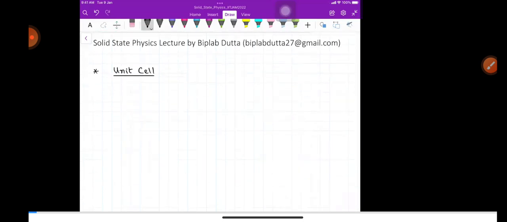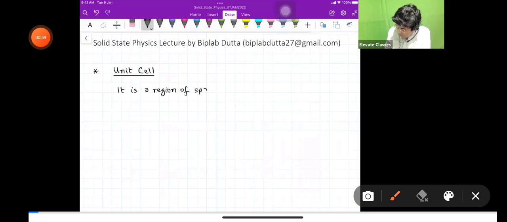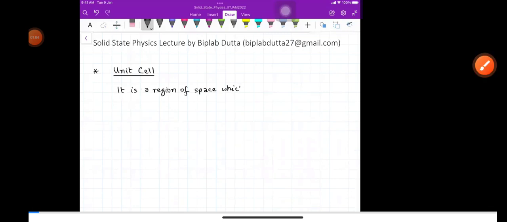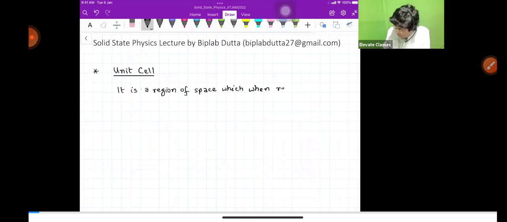So unit cell, this is one way of saying that it is a region of space which, when repeated and stacked together, reconstructs the full periodic structure. So it is a region of space which, when repeated and stacked together.